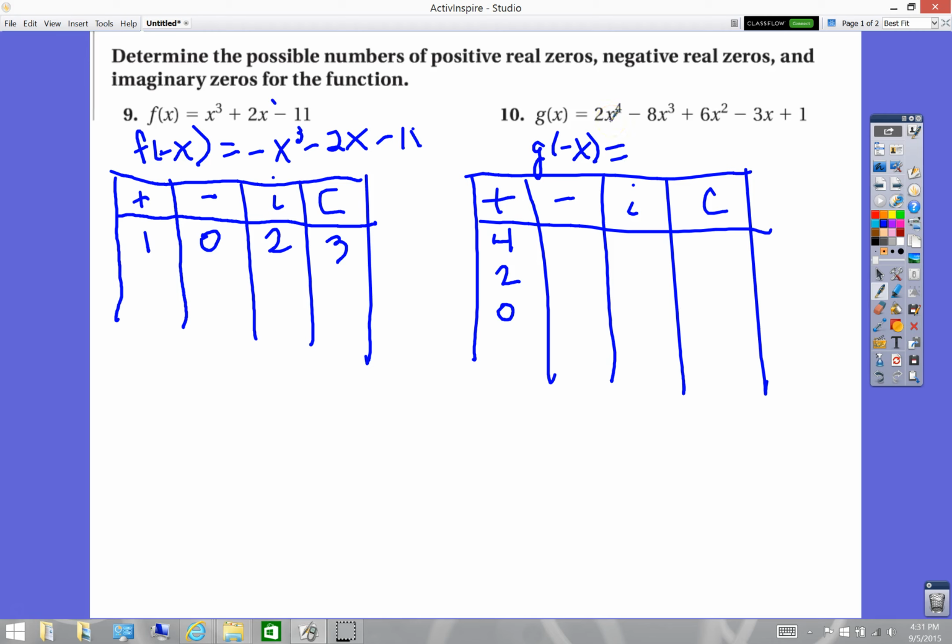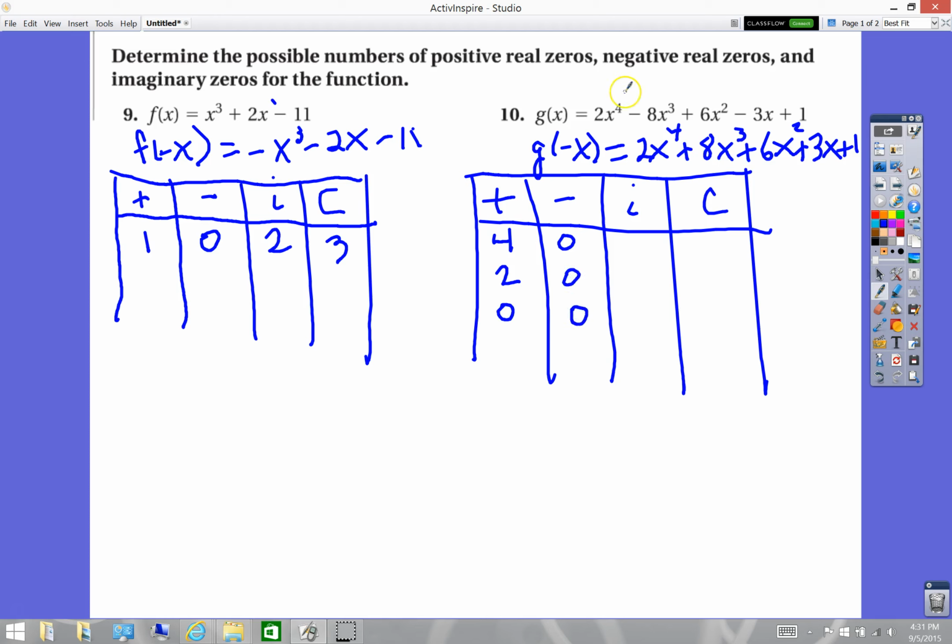that is not going to change the sign of the first term, so it's 2x to the fourth. It is going to change the sign of the second term because that's to the third power, plus 8x to the third. It's not going to change the sign of 6x squared, so that's plus 6x squared. It is going to change the sign of the 3x. And then, of course, the 1 doesn't change. So when we do the g of negative x, we actually get a polynomial which has no sign changes. So we know there's no negative real zeros.